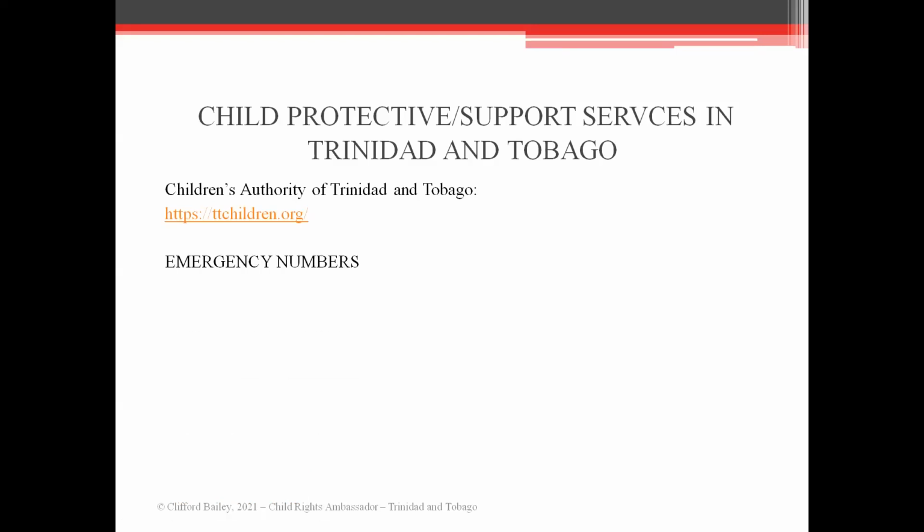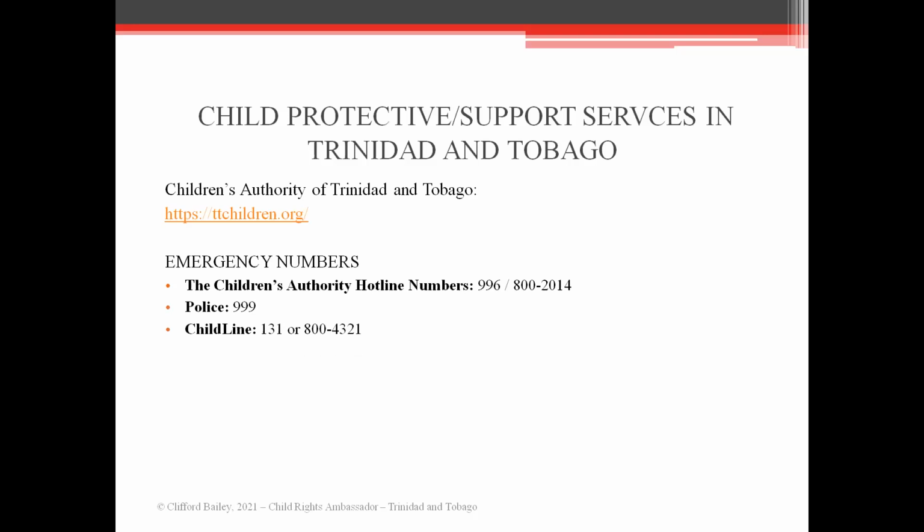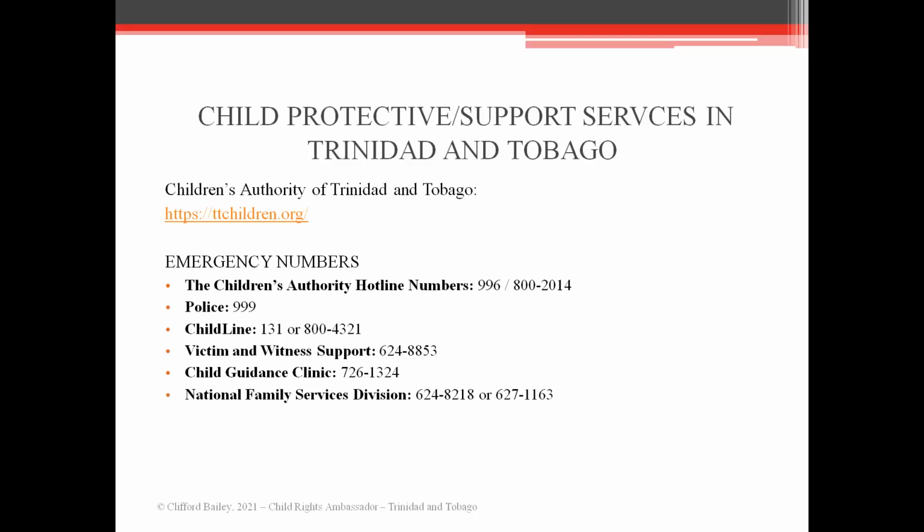Emergency numbers as provided by this website are Children's Authority hotline numbers 996 or 800 2014, Police 999, Childline 131 or 800 4321, Victim and Witness Support 624 8853, Child Guidance Clinic 726 1324, and National Family Services Division 624-8218 or 627-1163.